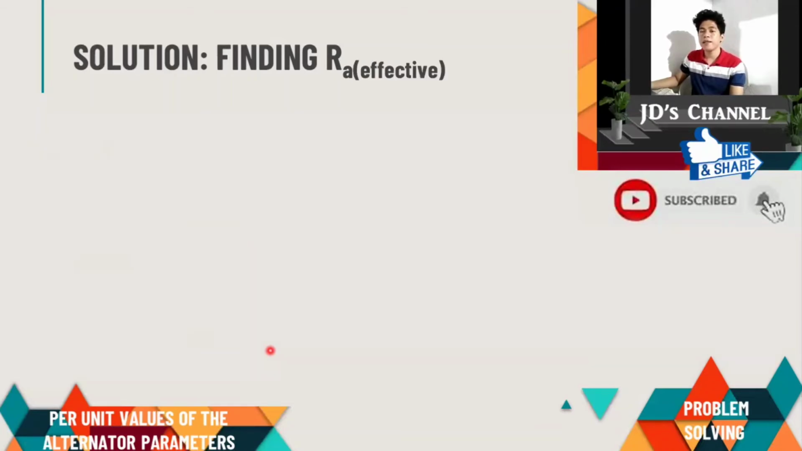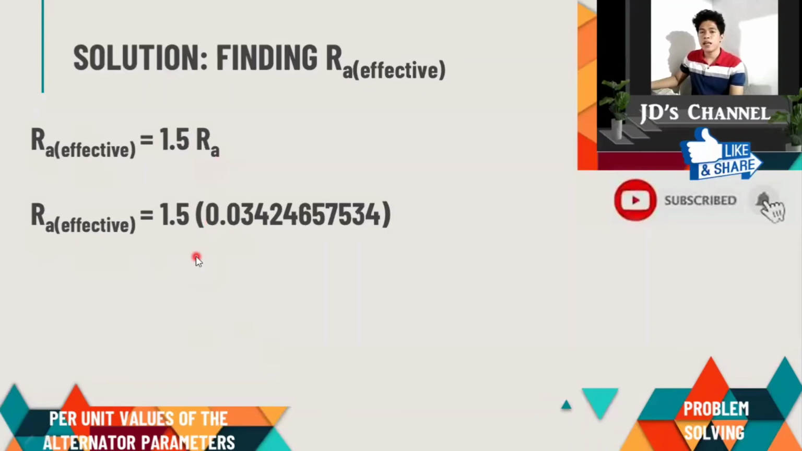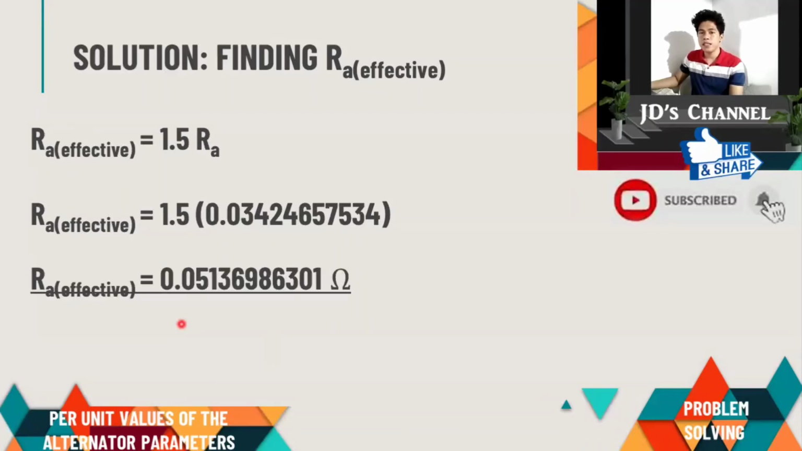Next one is finding the RA effective, our ratio from earlier. So, RA effective is equal to 1.5 RA. So we substitute the value of RA that we got here, class. RA effective is equal to 1.5 multiplied by 0.0342465753, and the value of RA effective would be 0.05136986301 ohms.